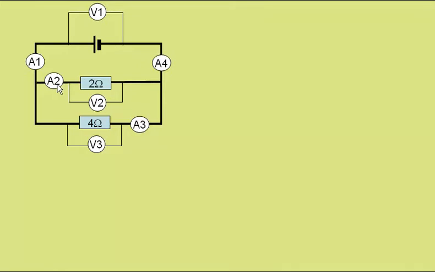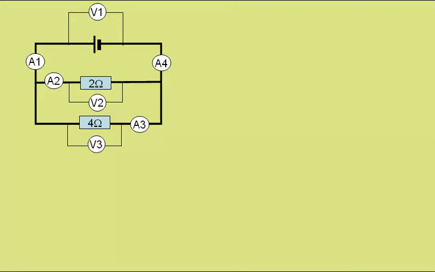The reason I've put these ammeters before and then after their resistors is simply because it makes no difference. We've just seen that the current entering the resistor will be equal to the current leaving the resistor. So it doesn't matter whether the ammeter goes here or here. I've got a voltmeter across the cell, voltmeter 1, across the 2 ohm resistor, and across the 4 ohm resistor.